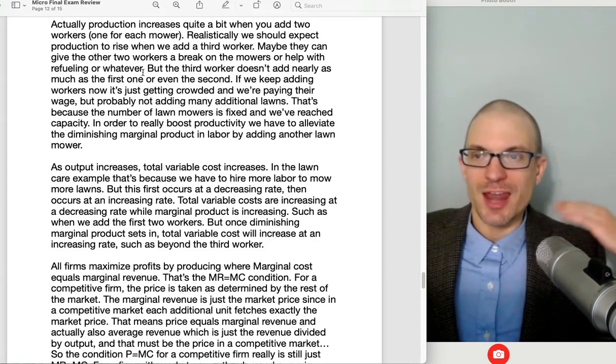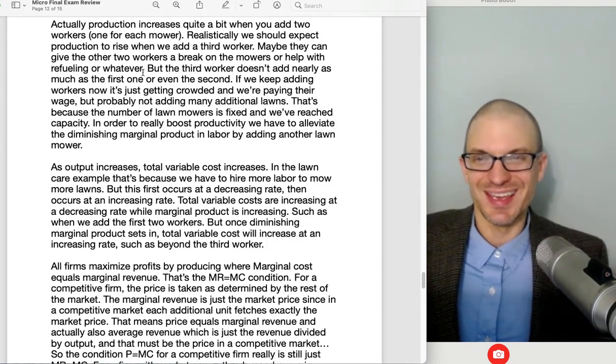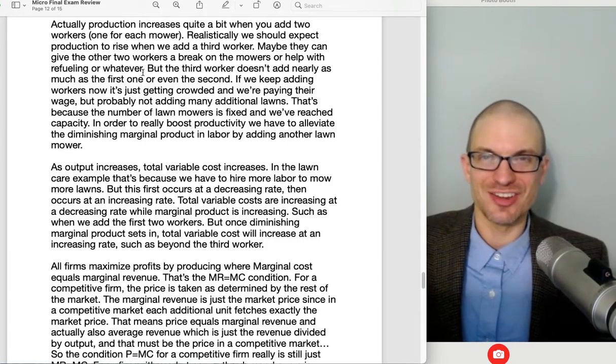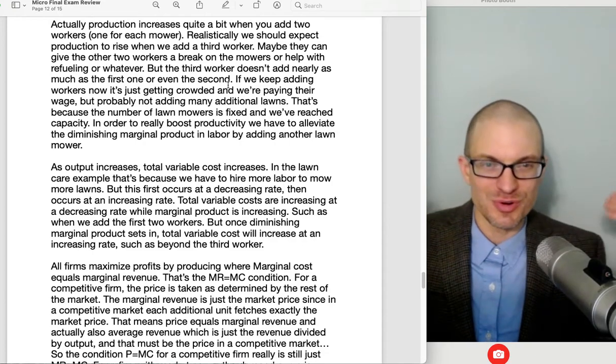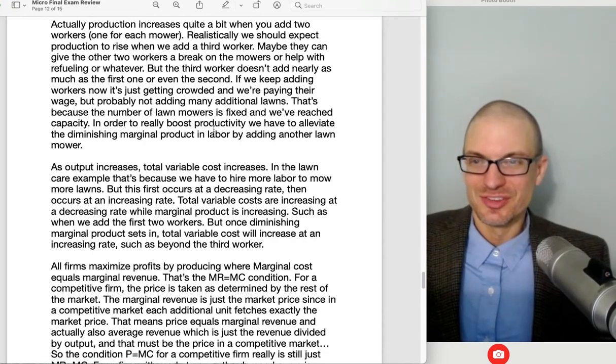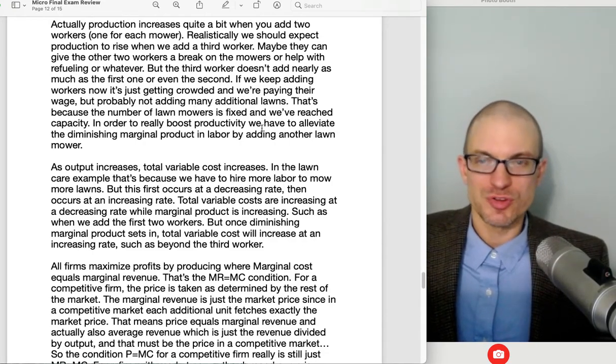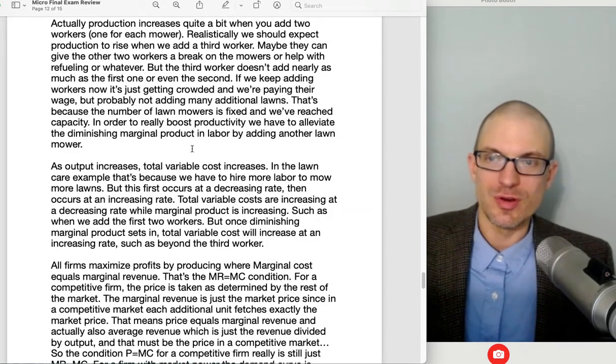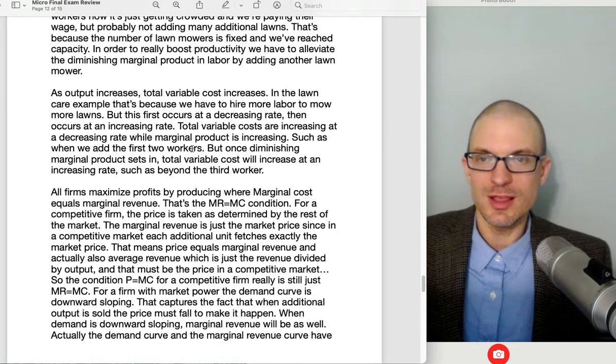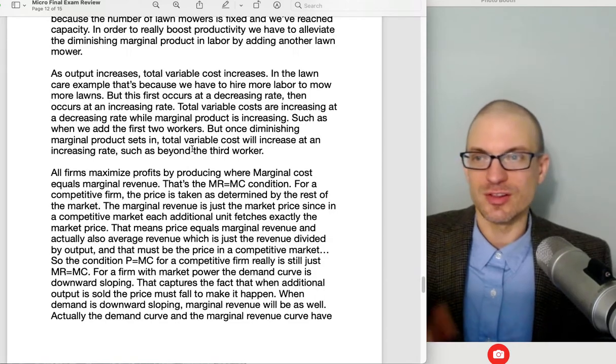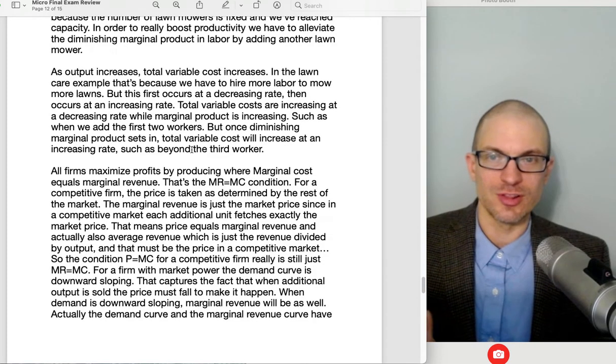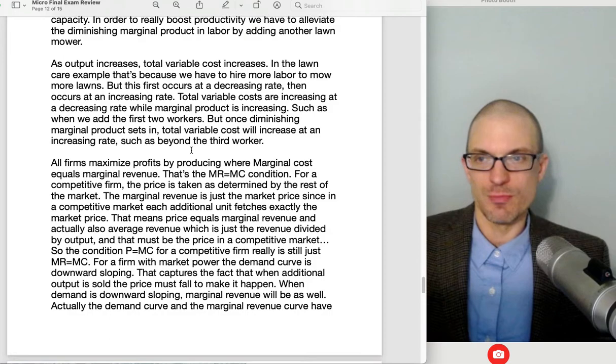And if we keep adding workers, it's just getting crowded, and now we're paying their wage, but not adding additional lawns that we're able to do, and maybe doing fewer than we could have done without them. So that's because the number of lawnmowers is fixed and we've reached capacity. So in order to really boost productivity, when you've got diminishing returns, you've got to alleviate the diminishing marginal product of labor by adding another lawnmower.